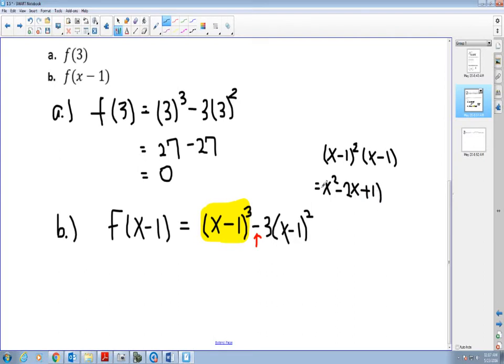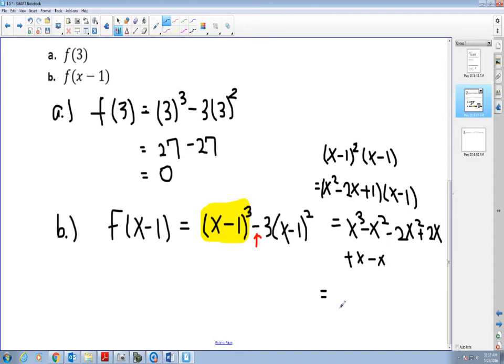Perfect square binomial tells me that's going to be x squared minus 2x plus 1. Take that, multiply by x minus 1, and let's just multiply this thing out. Alright, x squared times x, that's going to be x to the 3rd. X squared times negative 1, negative x squared. Negative 2x times x, negative 2x squared. Negative 2x times negative 1, positive 2x. Alright, positive 1, do a distribution here. 1 times x, positive x. And 1 times negative 1, negative 1.